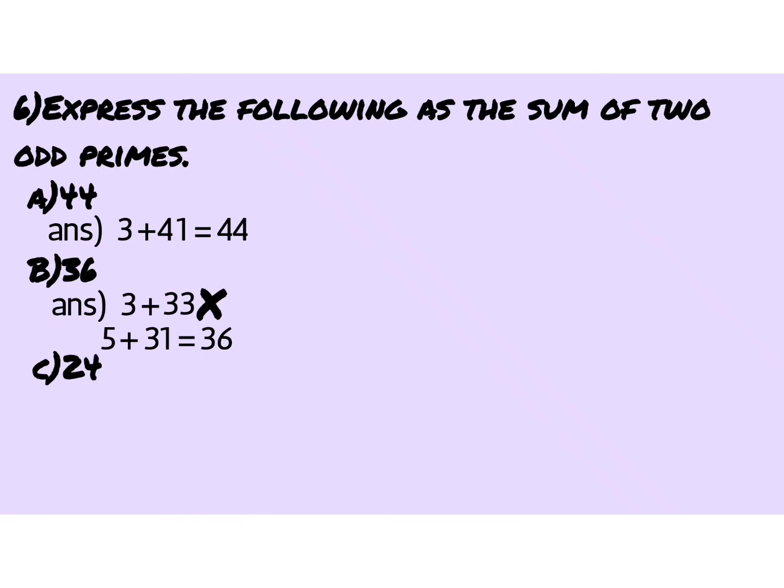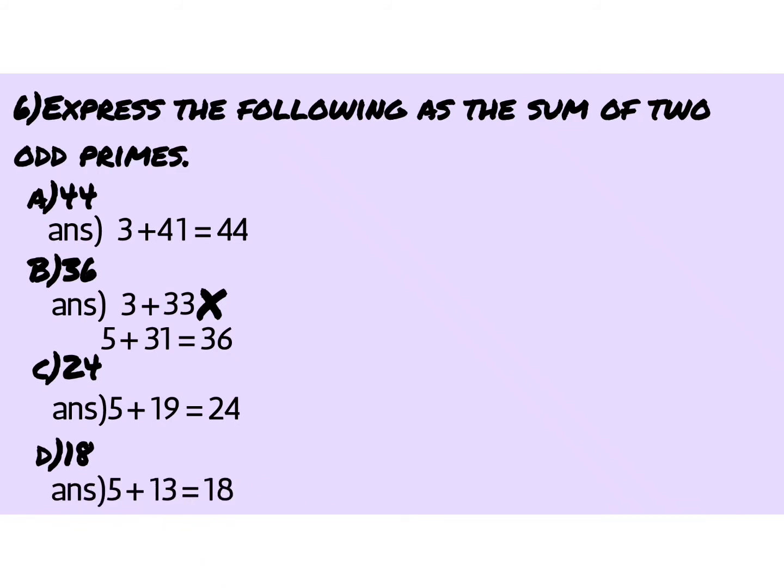Now C part, 24. Let us start with 3. 3 plus 21 is equal to 24. We will not take this pair. Why? 21 is a composite number. So, we can take 5 plus 19. 5 plus 19 is equal to 24. Here, 5 and 19 are odd primes. Next, D part, 18. Okay, we can take 5 plus 13. We know 5 plus 13 is equal to 18. 5 and 13 are odd prime numbers.